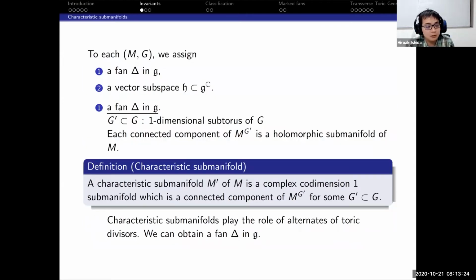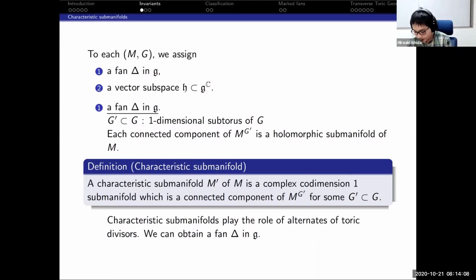Okay, now I'd like to explain about classification. To classify such manifolds, we need invariants. So we will assign invariants to such a manifold. To each manifold, we assign the following pair. One is a fan in the real Lie algebra of the torus. The other one is a vector subspace. This is a complex vector subspace in the complexified Lie algebra.